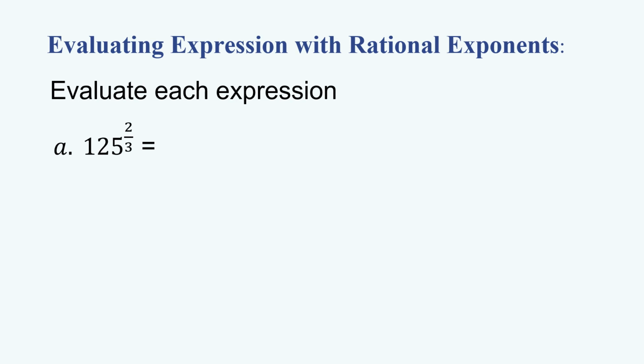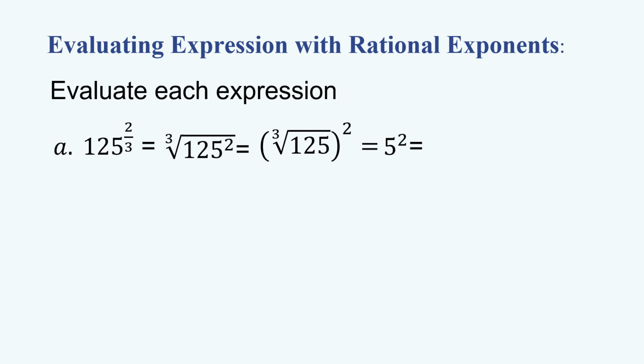So the expression 125 raised to the 2/3 power equals the cubic root of 125 to the second power. If I still get confused with the 2 power that is inside of the radical, I can take it outside by using the definition that we saw previously, and this is equal to the cubic root of 125 and everything raised to the second power. Now I know that the cubic root of 125 is exact, and the cubic root of 125 is 5, so this becomes 5 to the second power, and 5 to the second power is equal to 25.